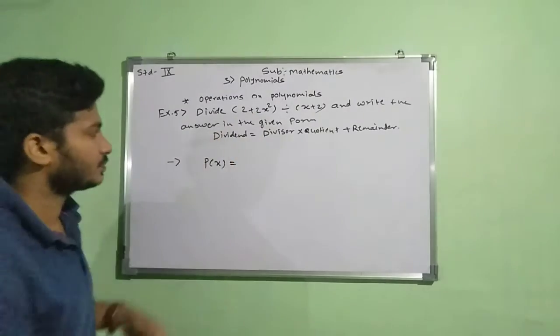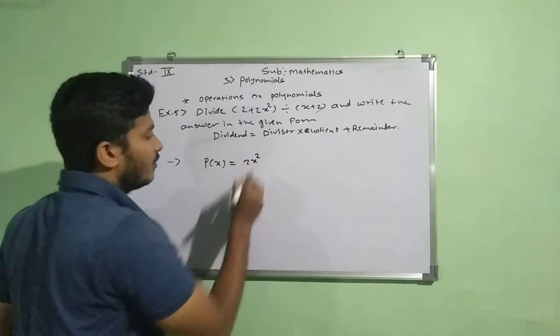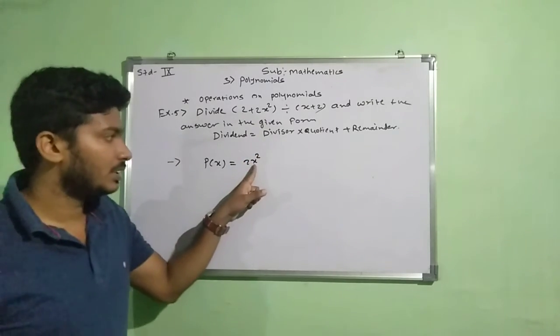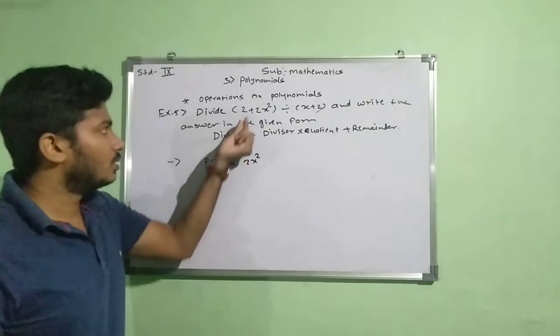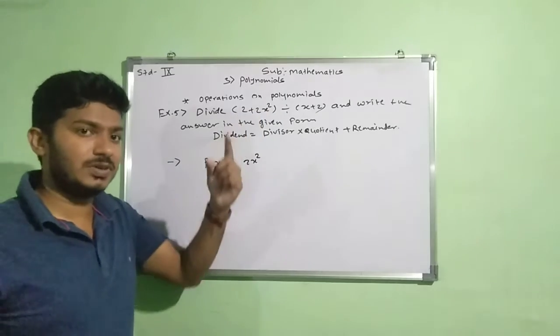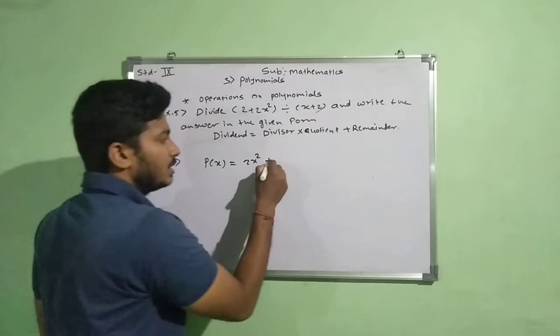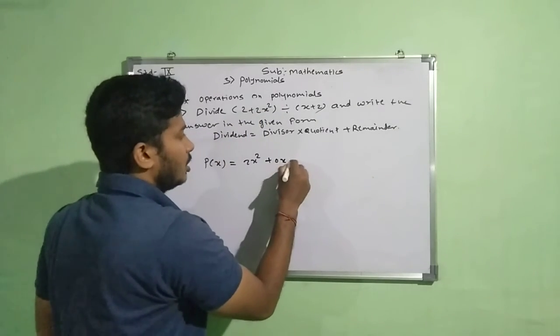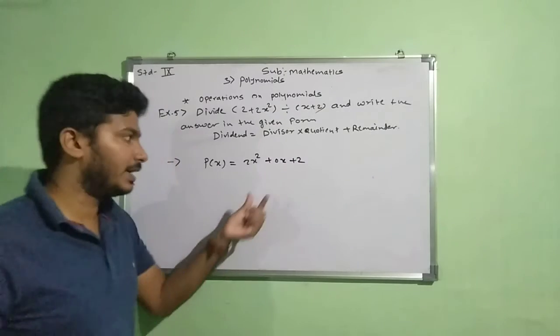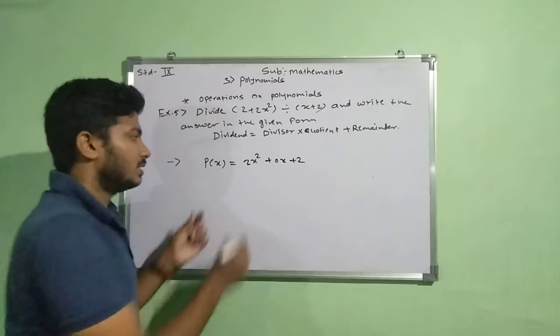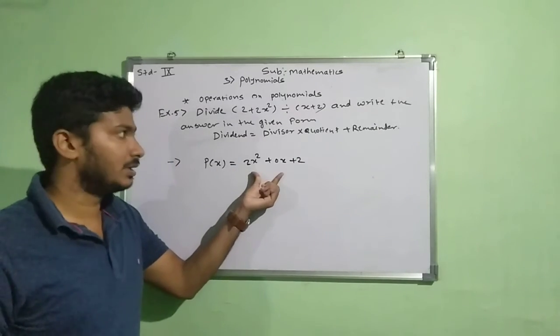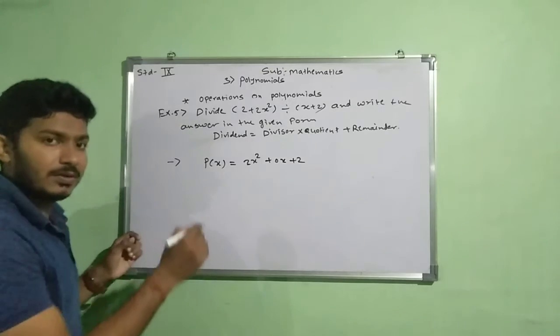That means 2x square will come first. Now because of the square, we should have 3 terms. Look here, we have only 2 terms. That means one term is missing. So we will consider it as 0x plus 2. That means the constant term will be at last. So this is the standard form of our dividend. Now we will divide by our division method.